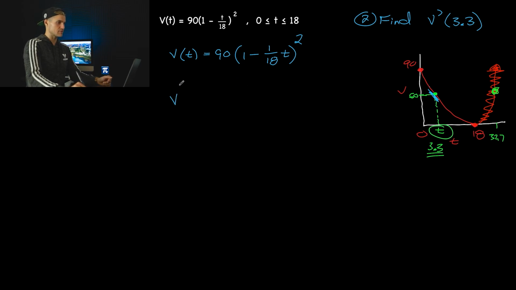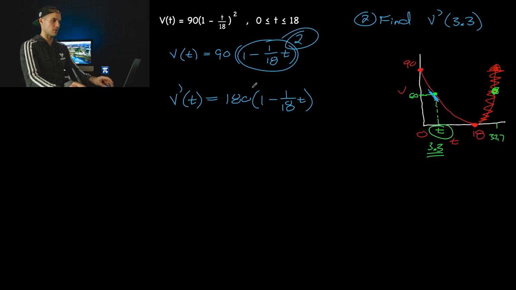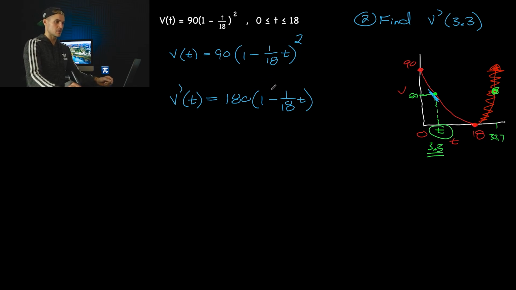Okay, so for the derivative, simply bring the 2 down. 2 times 90, that's 180. Keep the inner function the same, right? We're applying the chain rule over here because we have a function to the power of 2. So keep that inner function the same, subtract 1 from the exponent, then multiply it by the derivative of the inner function, which, as I just mentioned, is the negative 1 over 18, like that.